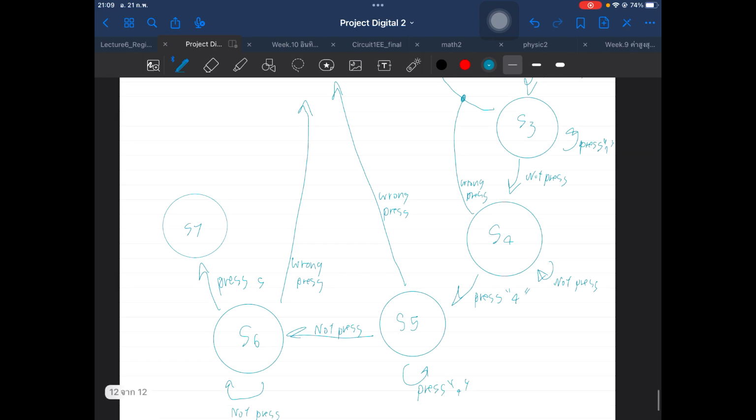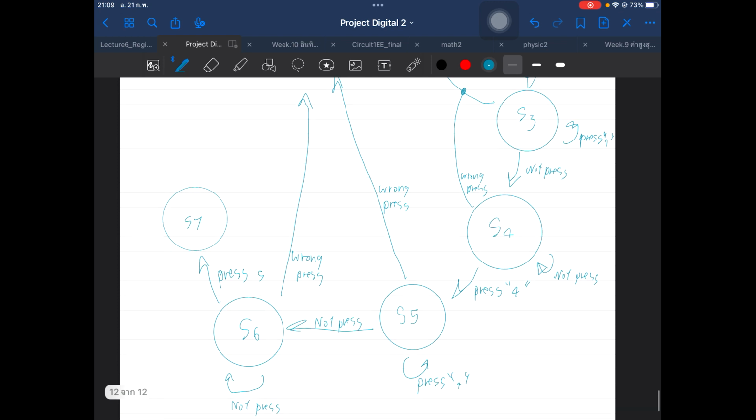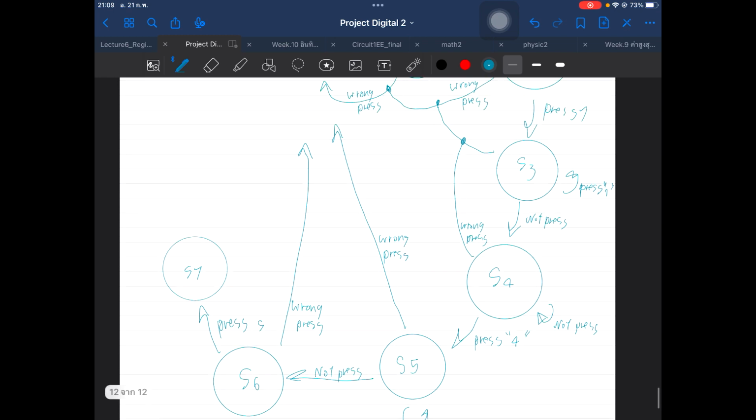Okay, and this is all of state 6. In state 7, if you release the button, it will make the condition not press. When this happens, it will go to state 8 immediately.